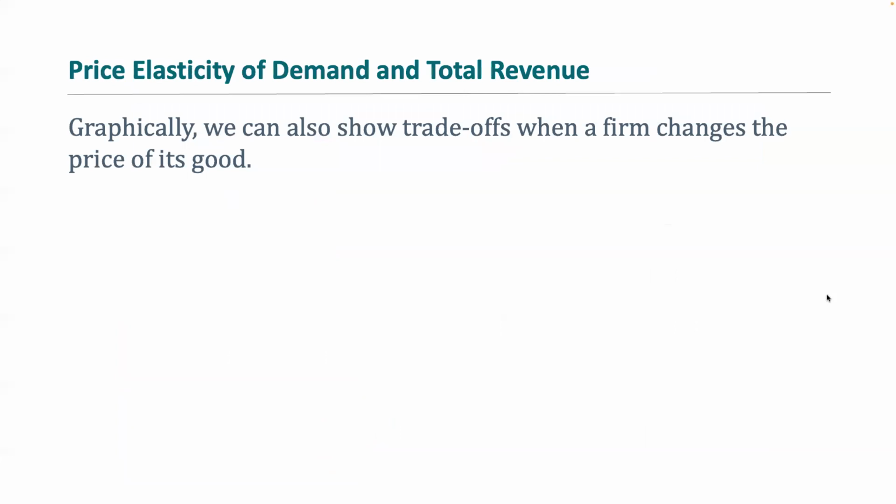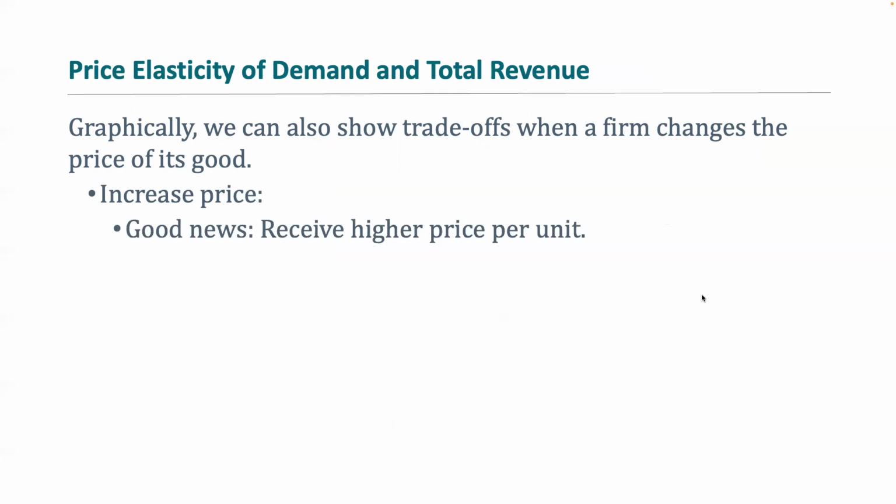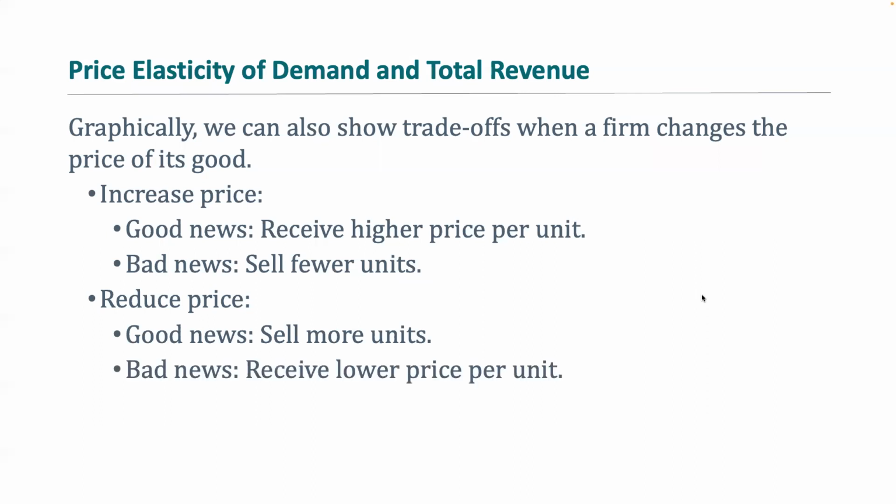The next thing that we're going to look at is more on the price elasticity of demand and total revenue. Graphically, we want to look at these trade-offs when a firm changes the price of their goods. An increase in price would be good news if we received a higher price per unit, but the bad news is that we're going to sell fewer units. If we lower our prices, the good news is we'll sell more units, but the bad news is we're going to get a lower price per unit.